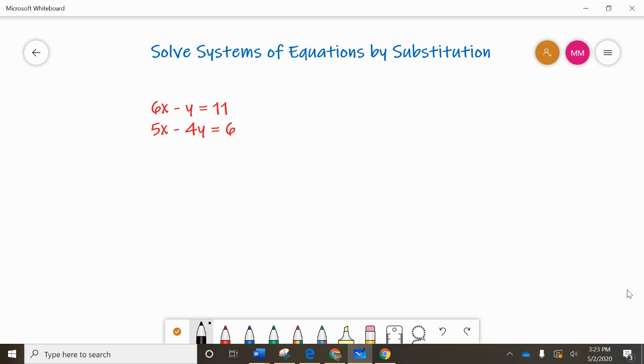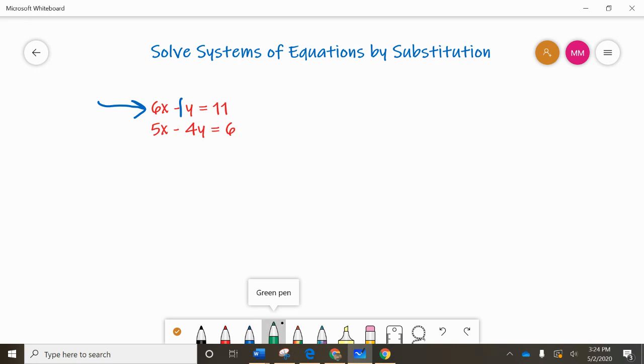For substitution, we need to set one of our equations equal to either x or y. To determine which equation we should set equal to x or y, we want to find the equation that has the coefficient of 1 in front of either its x or y. So if you look at our two equations, 6x minus y equals 11 and 5x minus 4y equals 6, you will notice that in the first equation the y has a negative 1 in front of it. So this is the equation that we should set equal to y.